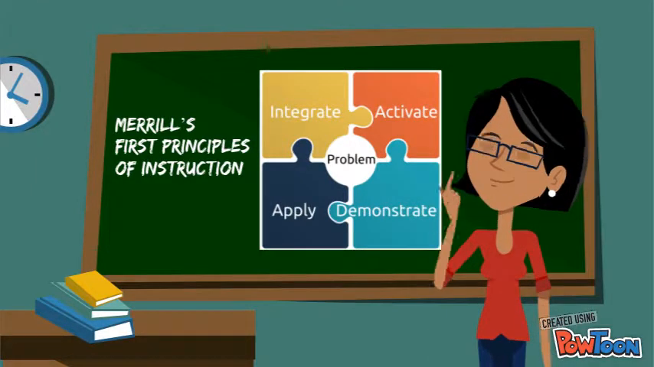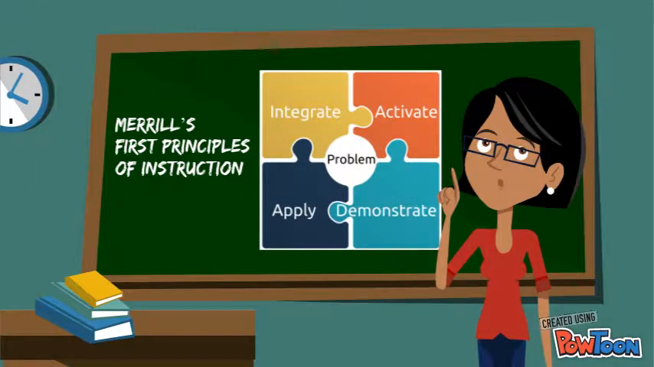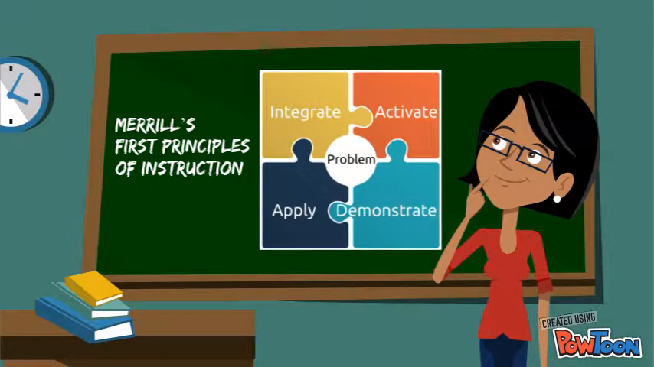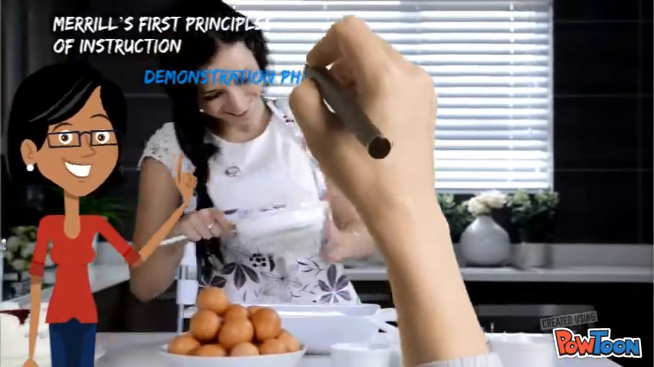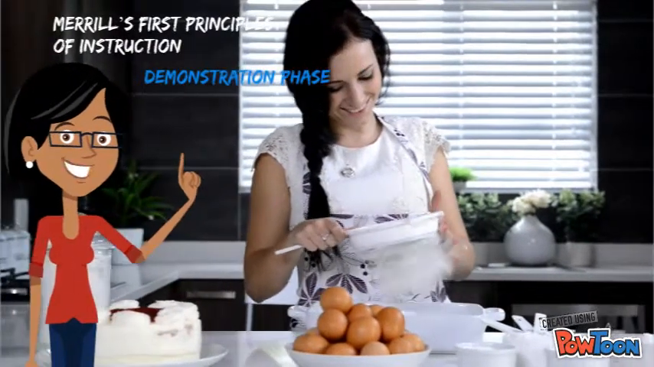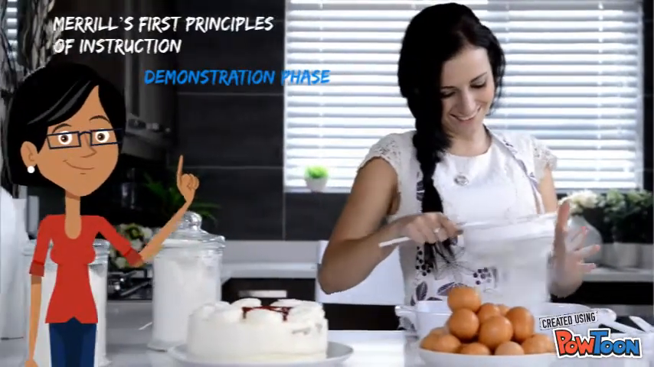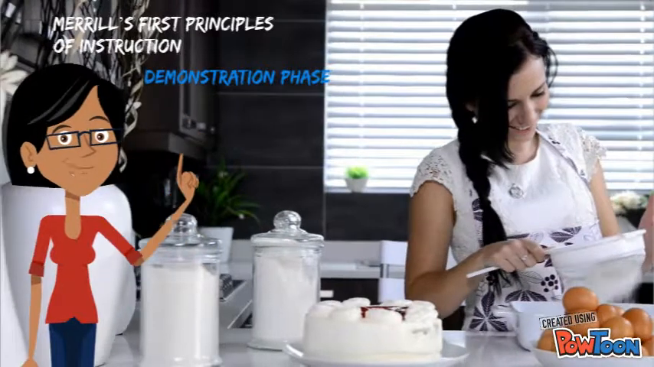First, there's the activation phase, where existing knowledge is activated as the foundation or basis for new knowledge. "What do you actually know about baking a cake?" Then there's the demonstration phase, where new knowledge is demonstrated to the learner. "I'll show you how to bake a cake."